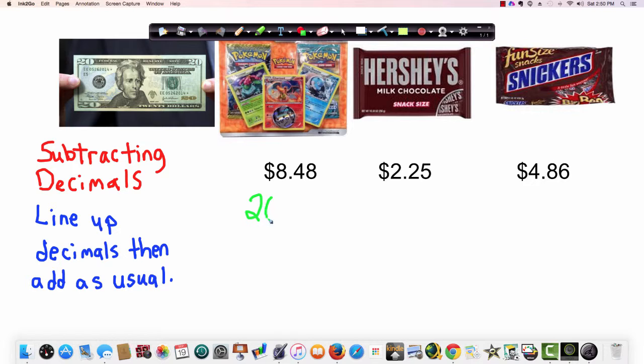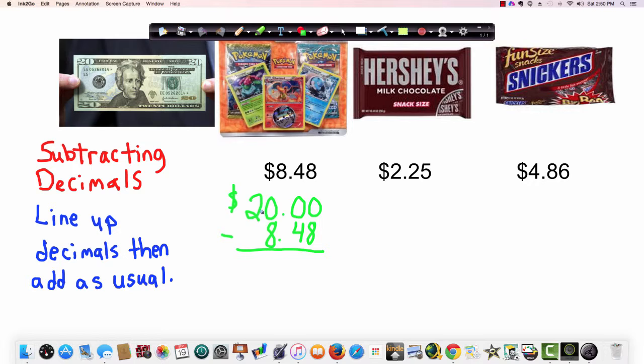So I write out the $20, so I'll put the $20 sign here. And with decimals, we know that $20 would have two zeros in the tenths and the hundredths place. And then I need to align up my decimal with the actual price. So I have 8.48, and you always want to have the lower number on the bottom. And so we're putting the 8.48 on the bottom, and then I'm going to put my subtraction symbol there so you know what I'm doing.